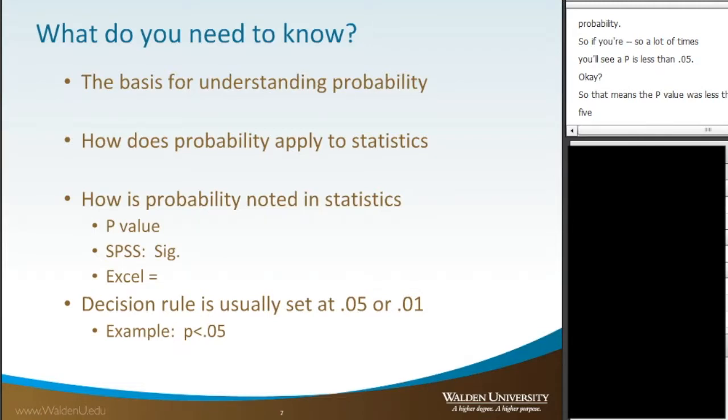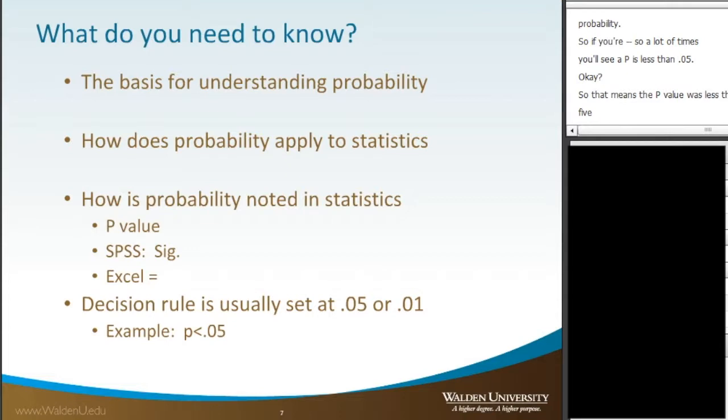SPSS tries to make things a little bit difficult because they never use the term probability. They don't say p-value. When you see the word SIG with a period, that means significance. But in SPSS words, it's the same thing. It means the probability. So you might have a SIG of 0.035. That's the same thing. It means the probability was 3.5%, for example.